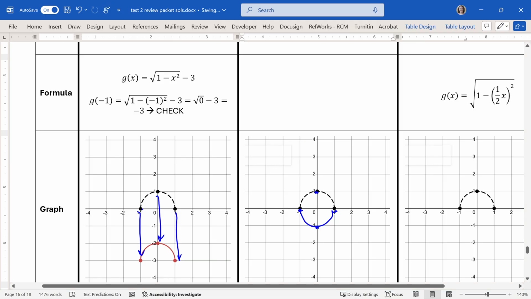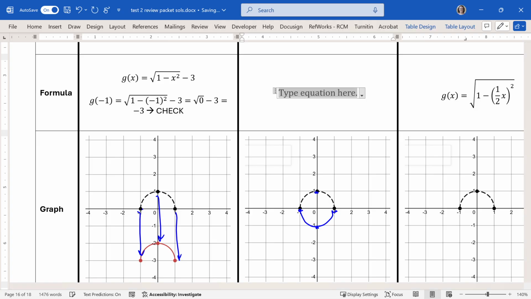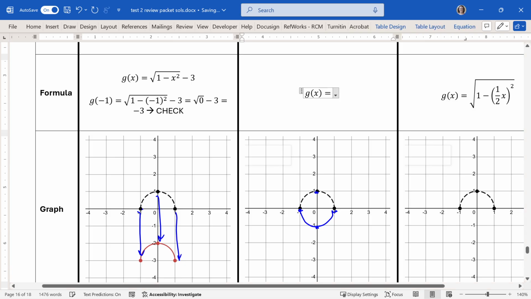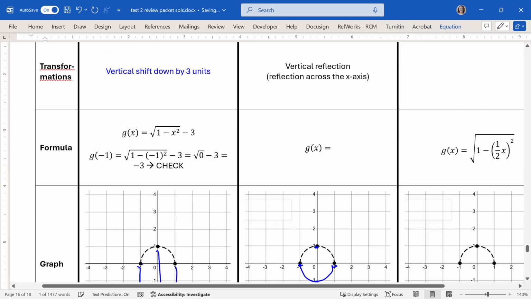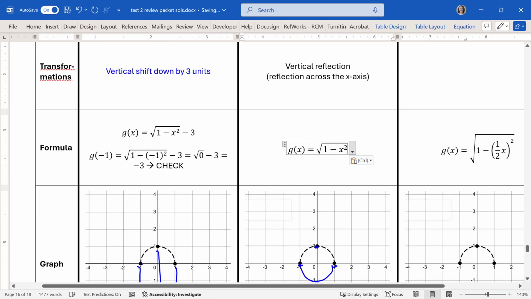All right, and then what is the formula for doing this? Again, let me just start with the original formula, which I'll copy paste. Now I'm making a vertical change, so whatever I do is going to go to the outside of the formula. And for reflection, you just make it negative. So I'm putting a negative on the outside of the formula like that.